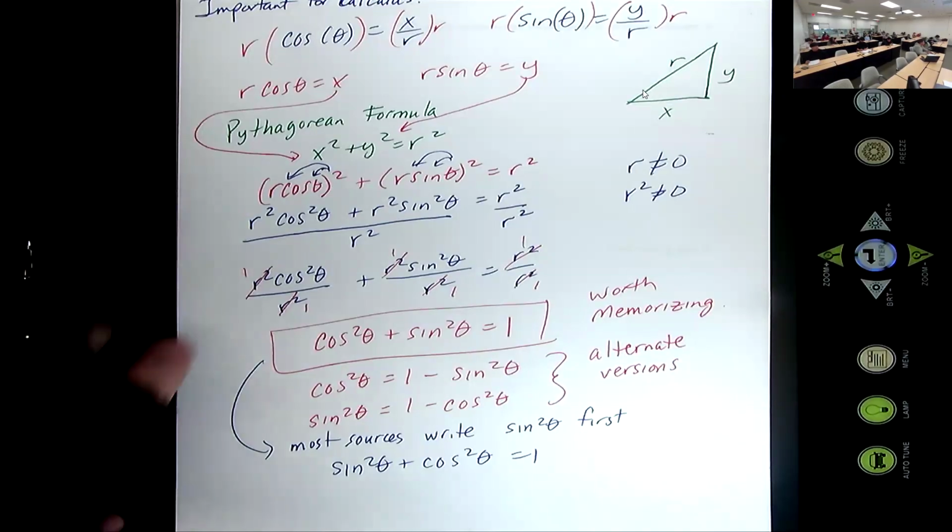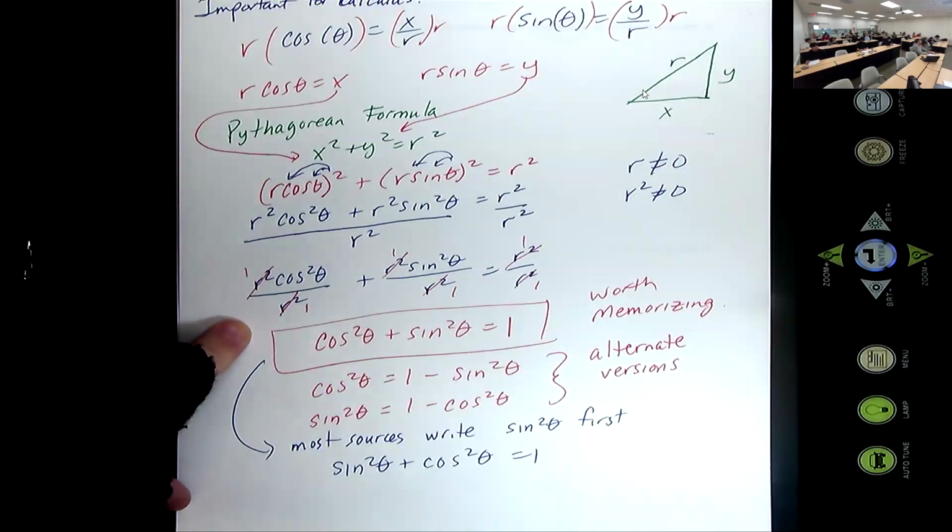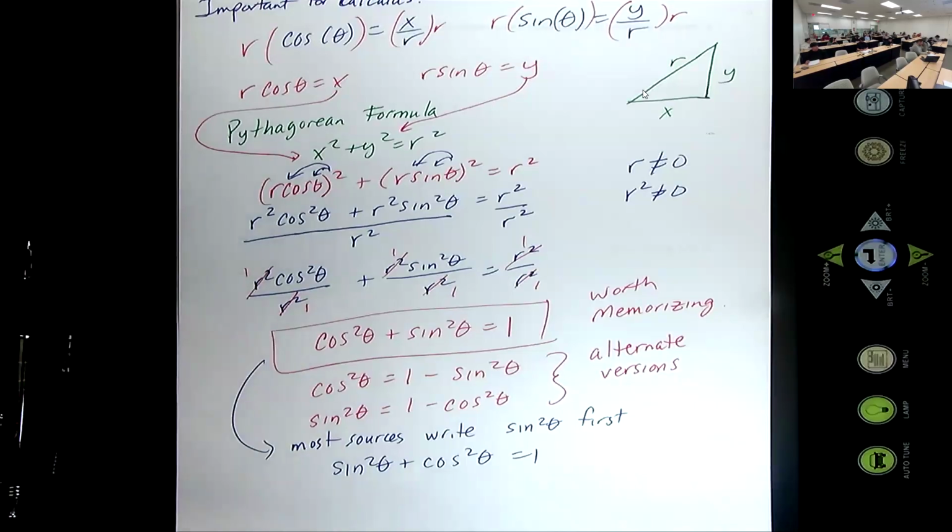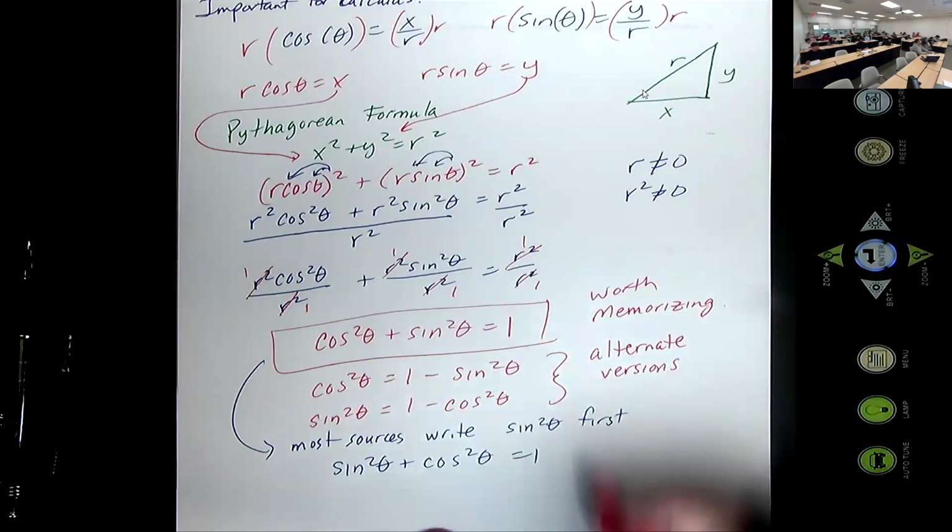But if you're going off of x squared plus y squared equals r squared, this is what kind of falls out. I don't know why they do sine first. They like sine first for some reason. But either of those is the same. So know those.